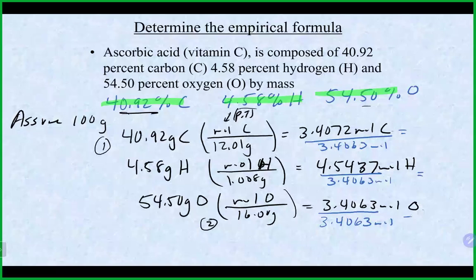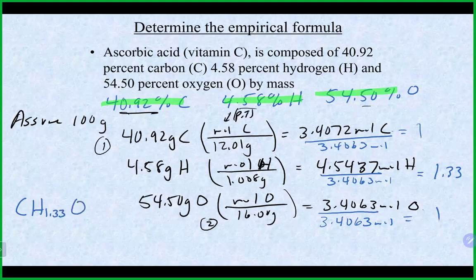And in the case here of oxygen, it gives us a 1. That pretty much gives us a 1 for the carbon. And lastly, for hydrogen, 4.5437 divided by 3.4063 is going to give us 1.33. That would give us an empirical formula of CH1.33O. And as we just talked about, that right there is a problem.